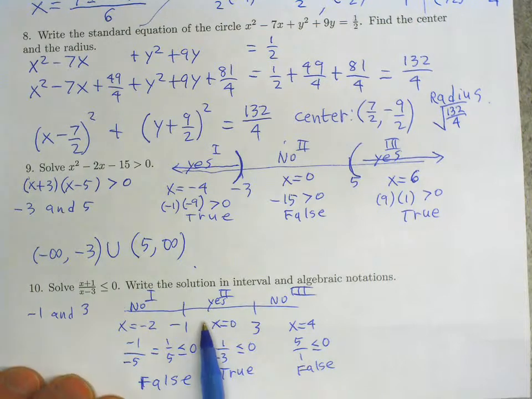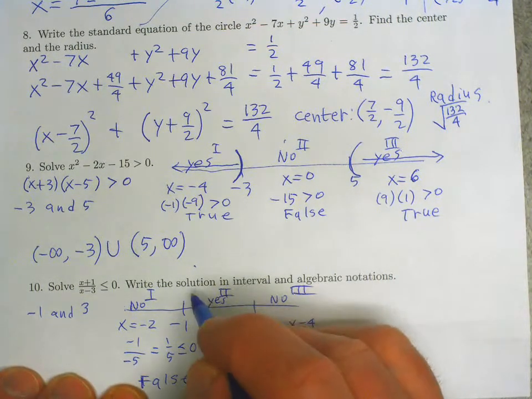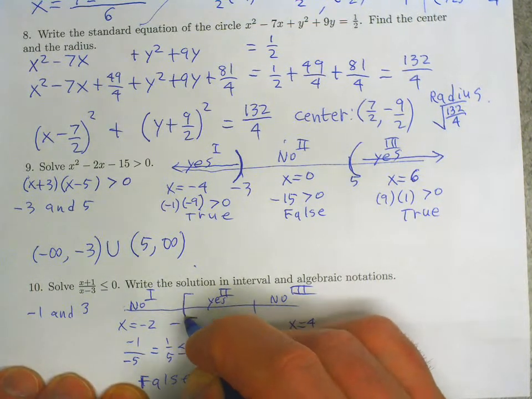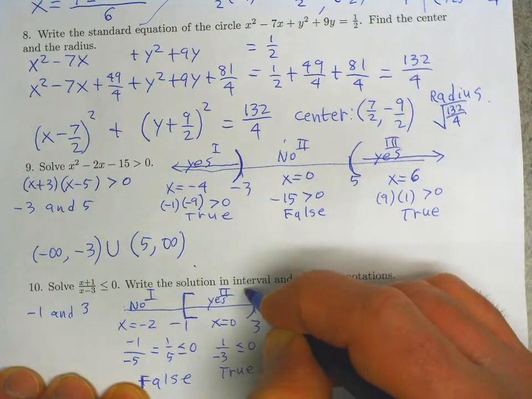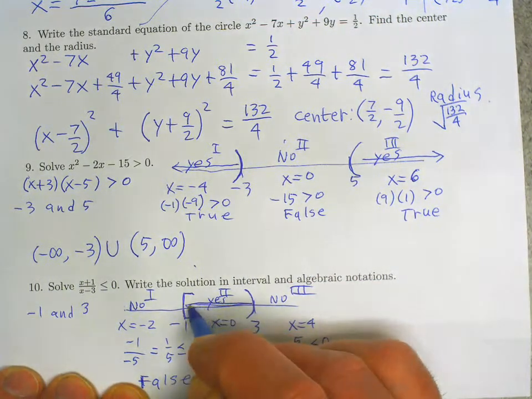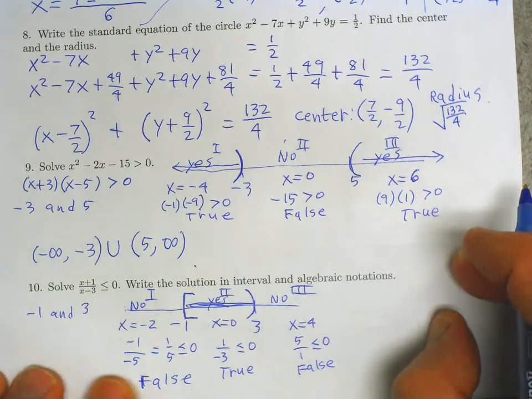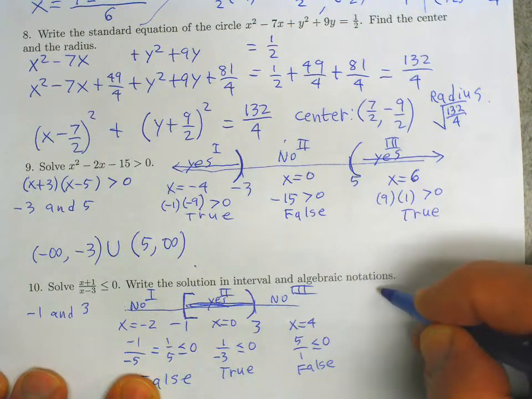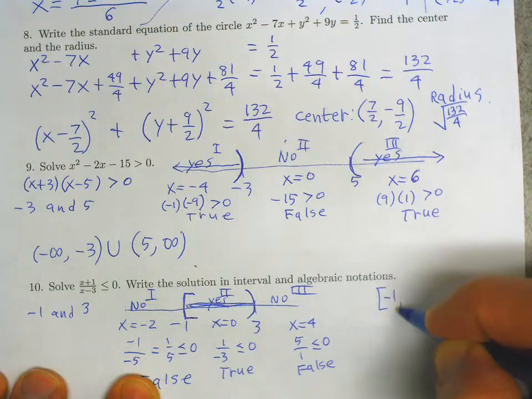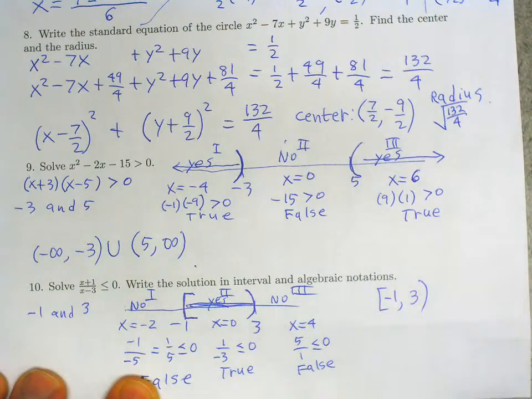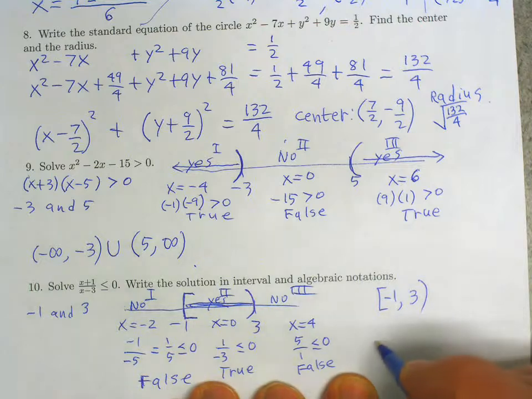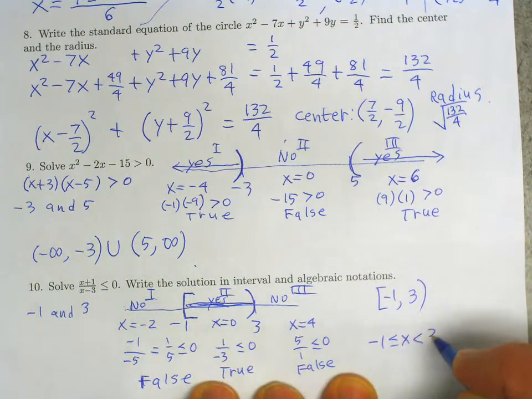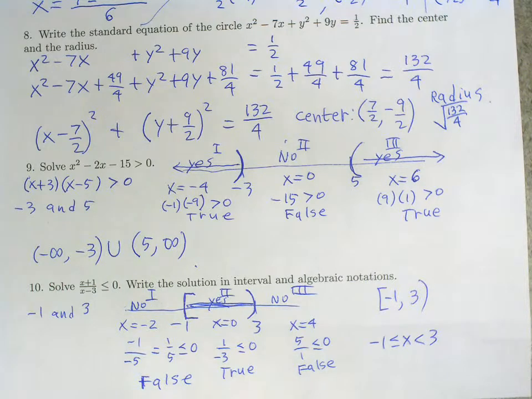Okay, and we already noted that -1 will be included in the solution and +3 will be excluded, and just the other numbers between -1 and 3. The interval notation then is bracket -1 comma 3 parenthesis for the solution set. The algebraic notation, -1 less than or equal to x, which is less than 3. That's the algebraic notation.